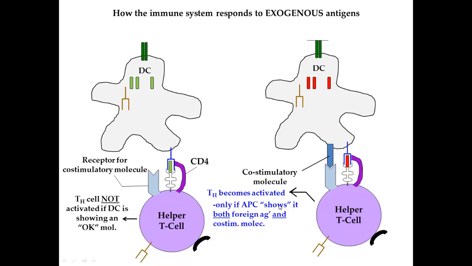So to recap, helper T cell activation occurs only if the antigen-presenting cell is showing it both a foreign antigen and a co-stimulatory molecule. And this co-stimulatory molecule is expressed by the antigen-presenting cell when its toll-like receptor is engaged.